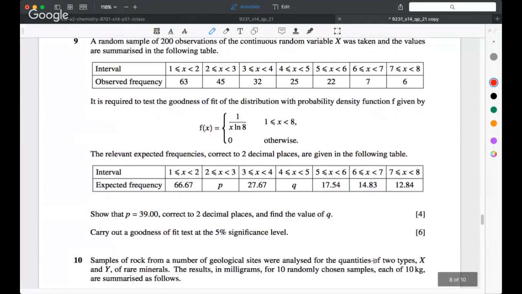Question 9. We have a random sample of 200 observations of a continuous random variable x, and the values are summarized in the following table. We have found a function that we're trying to test for goodness of fit. The function is f of x equals 1 over x ln 8 in the region between 1 and 8, and 0 otherwise.